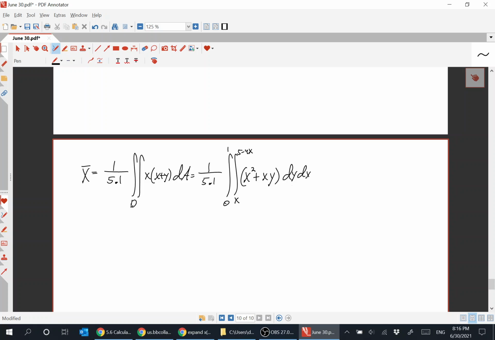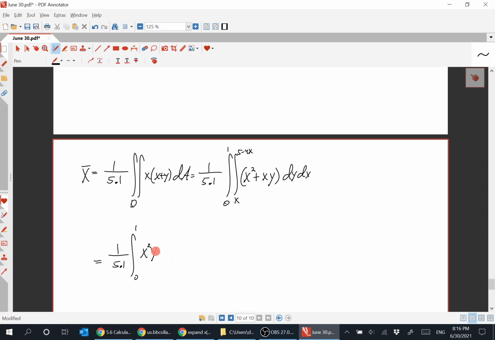It is going to be even worse. That's a terrible problem. All right, well, 1 over 5.1, integral from 0 to 1, 1/3 x to the third plus 1/2 x y squared from x to 5 minus 4x. Or, I'm sorry, this is all with regard to y.